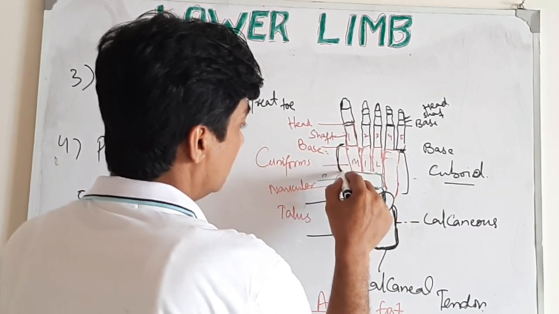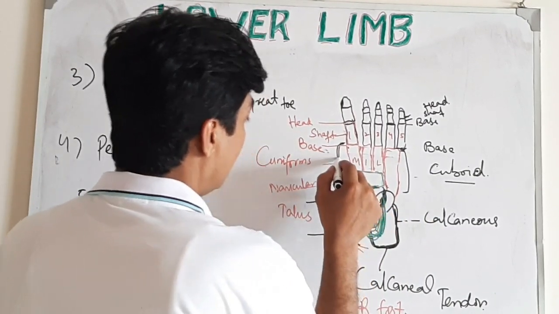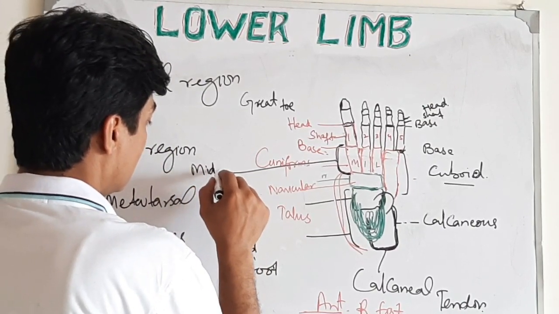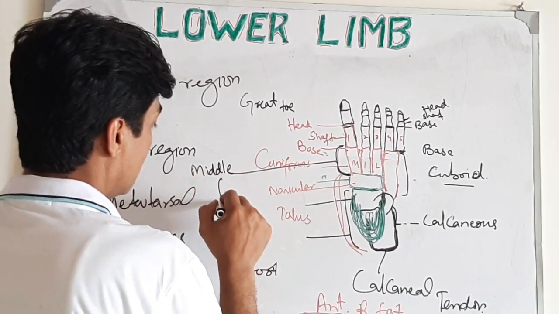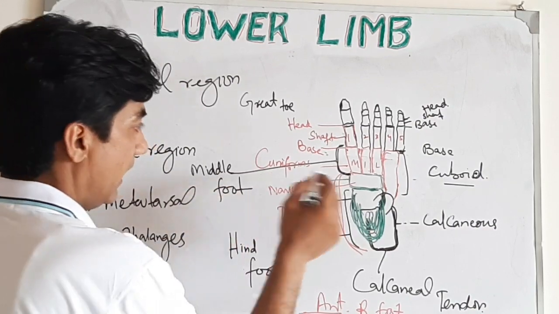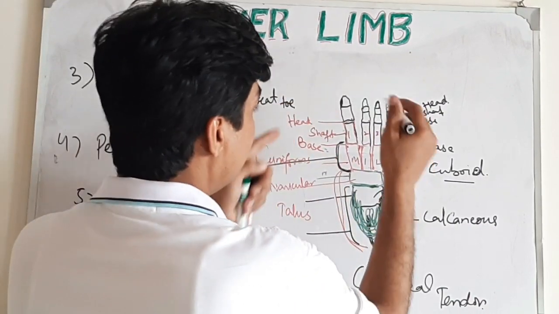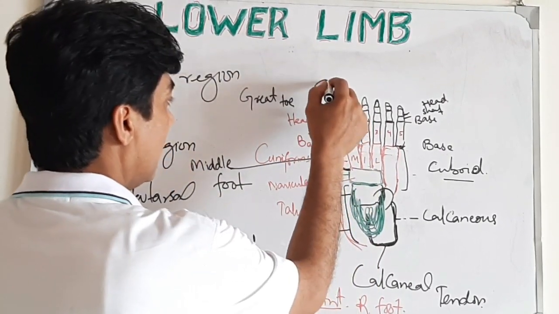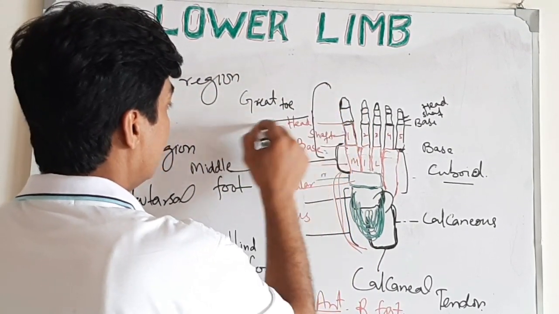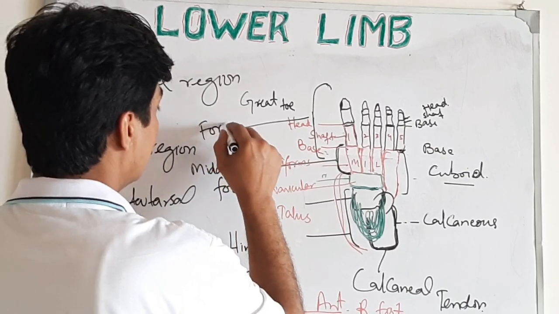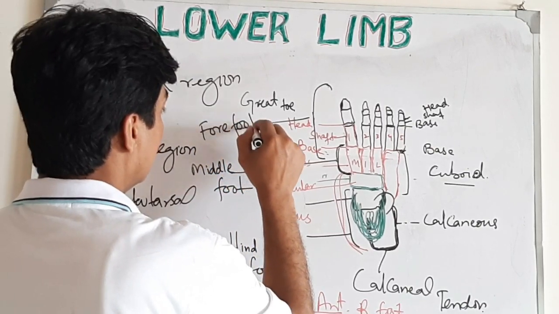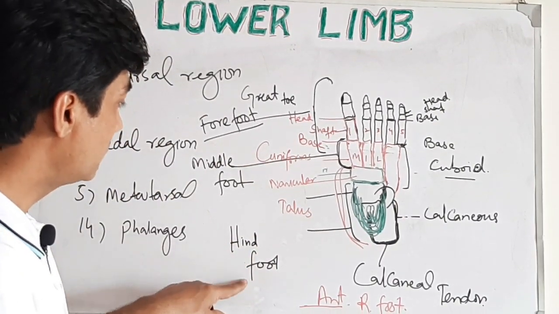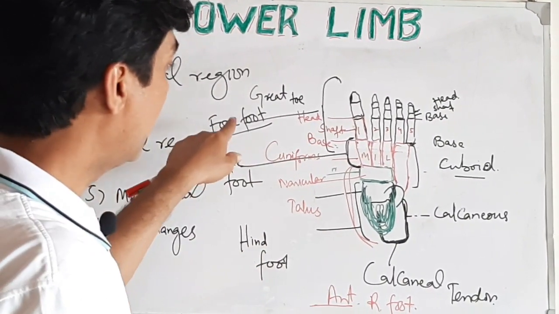this is the middle foot, and the metatarsals and phalanges, this portion is called the forefoot. These three parts: hindfoot, middle foot, and forefoot.